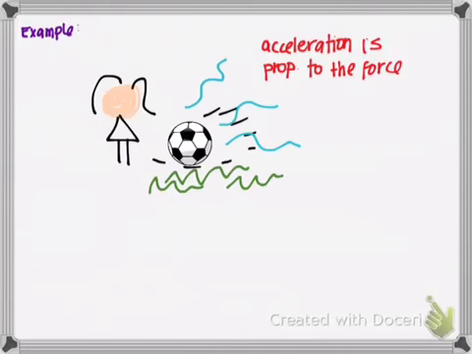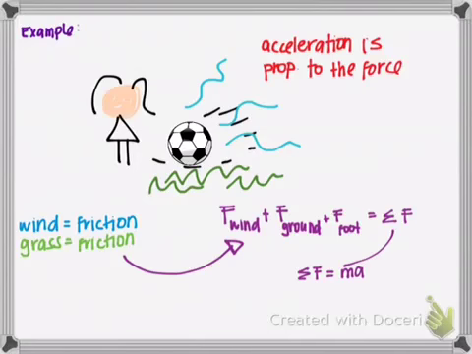Now, often there are several forces that act on one object at the same time. For example, the wind can act, and the friction from the grass can also act upon the ball. Therefore, it is essential to consider and add all these forces to get the net force. The net force is equal to mass times acceleration. The net force is described using a shape that looks like the letter E, but it's actually called sigma.